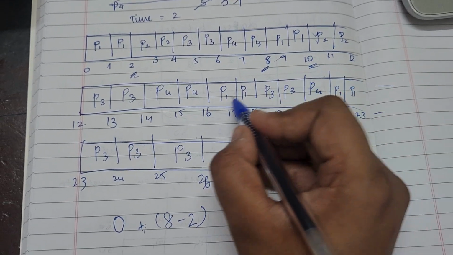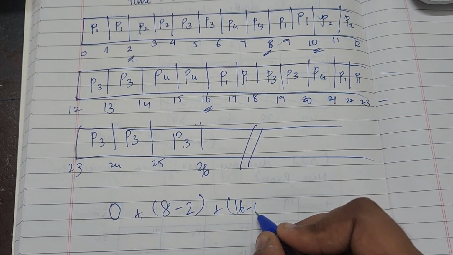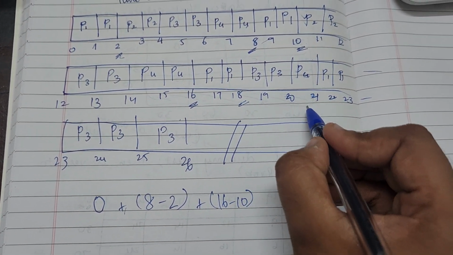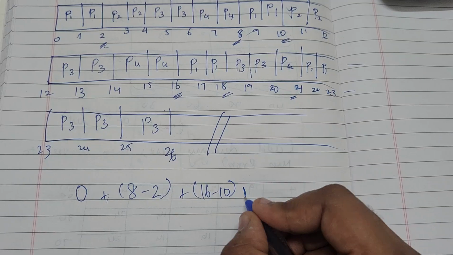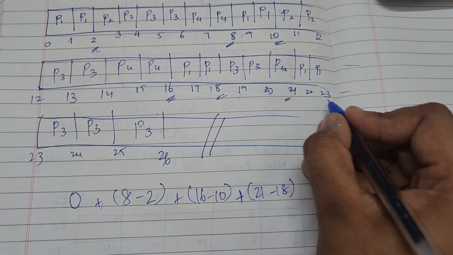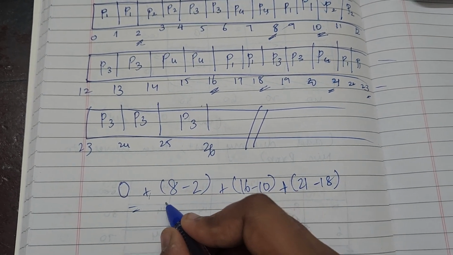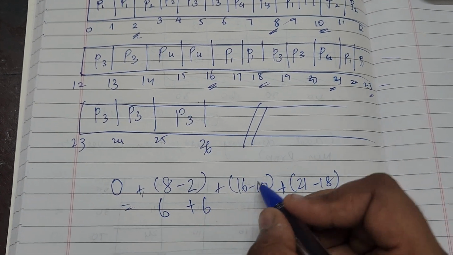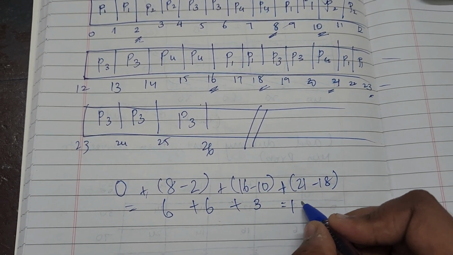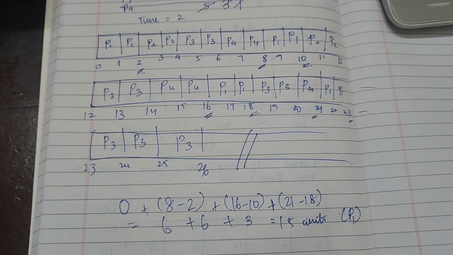Again it leaves at 10, comes back at 16, so 16 minus 10, another 6 units. It leaves at 18, comes back at 21. So 21 minus 18, and then it leaves at 23 and it doesn't come back. So it is over. So this is a 6, this is a 6, 21 minus 18 is hopefully 3. So 12 plus 3, 15 units is the waiting time for P1.